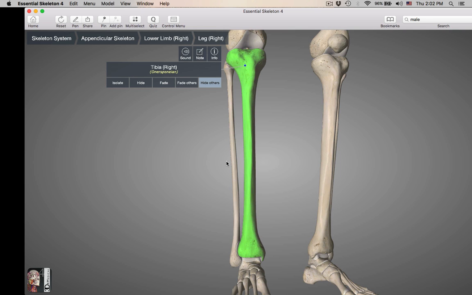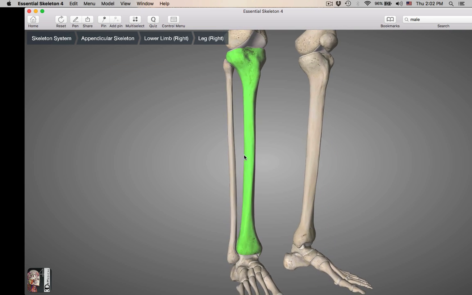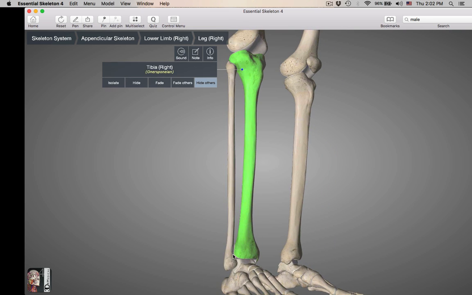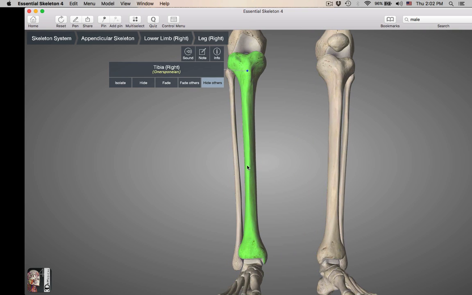Fibula, it's kind of hard to see. Just know the fibula is a lateral bone. It has the lateral malleolus, and it's a non-weight bearing bone. So that's it for the tibia.